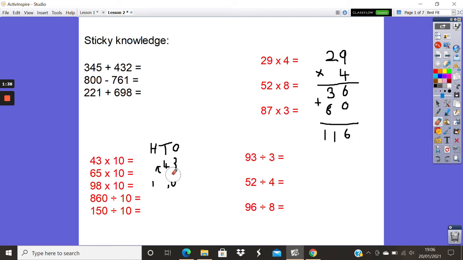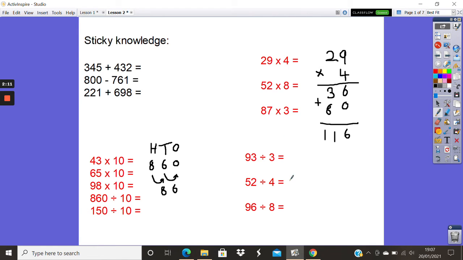When we are dividing by 10, our digits are going to get smaller. So if we've got 860 divided by 10, 6 tens becomes 6 ones. 800s become 8 tens. So 860 divided by 10 would be 86. See if you can have a go at the others.